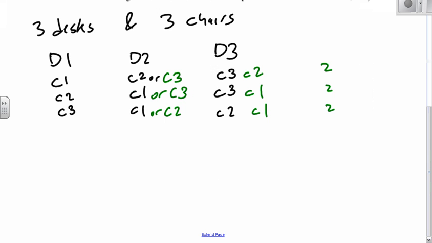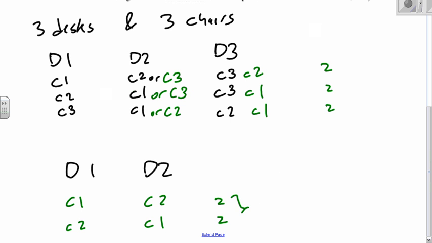If we go even simpler, and just start with 2 desks and 2 chairs, we would have chair 1 and chair 2, or chair 2 and chair 1. So there's only 2 options here. Here we have 6 options.